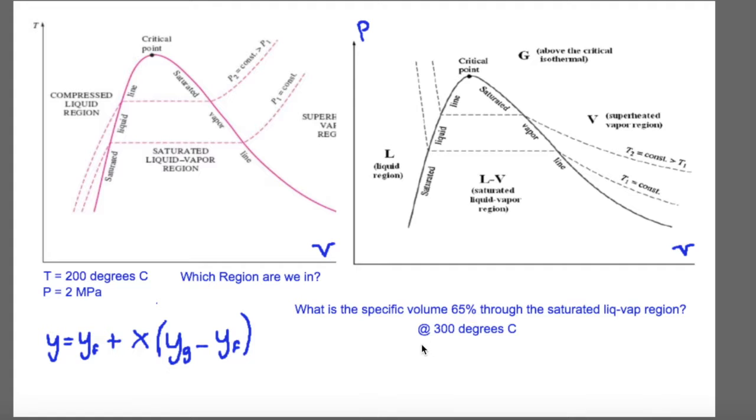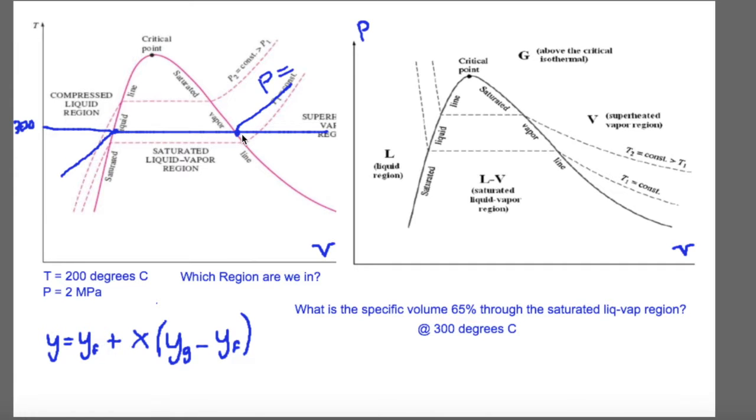The question is asking us, what is the specific volume 65% through the saturated liquid vapor region at 300 degrees C. So again, if we make a line like this, this is the 300 degrees C. And then again we have saturated Psat here, which is equal to something. We can find it from the tables. Now, first of all, how do you know the specific volumes at this point and this point here?